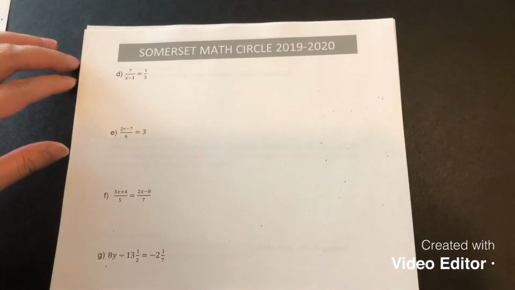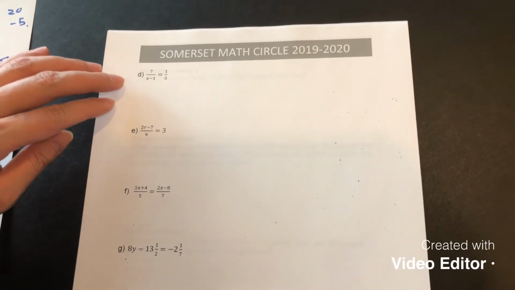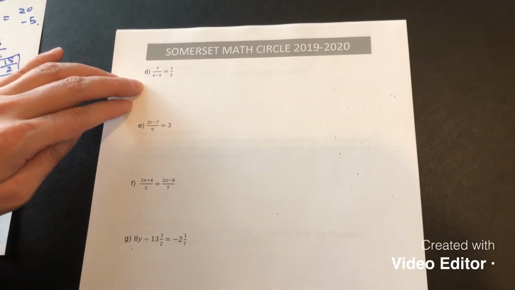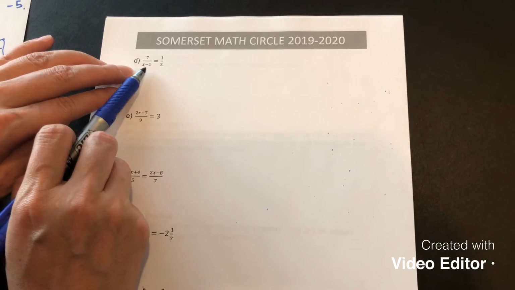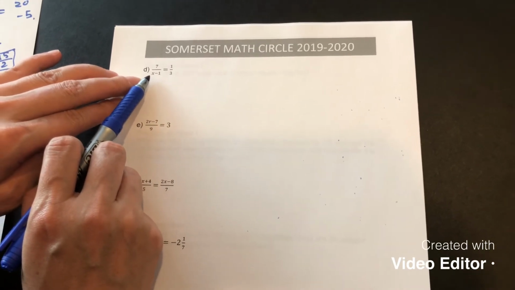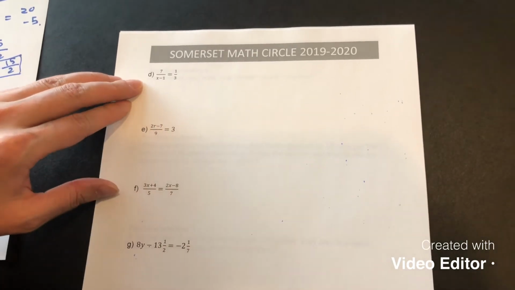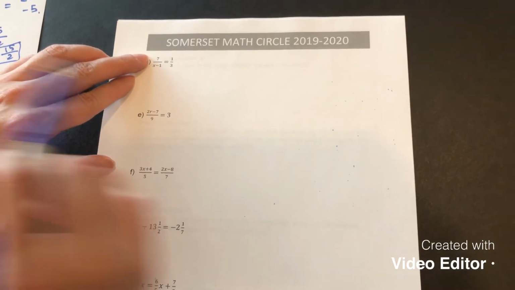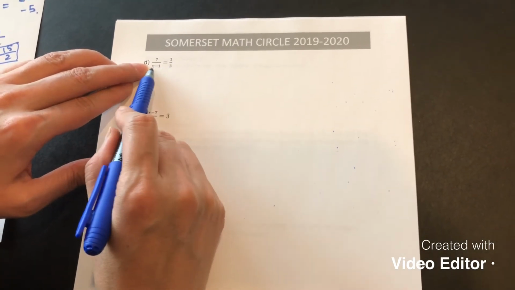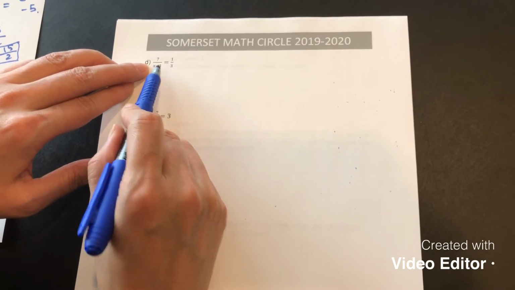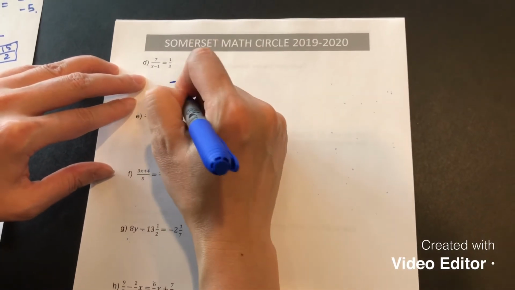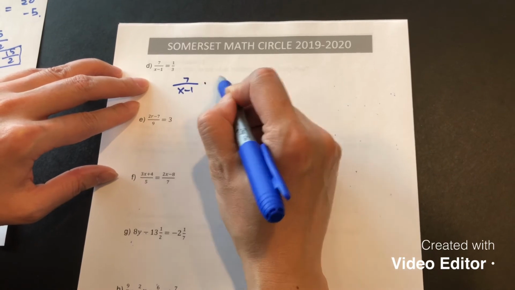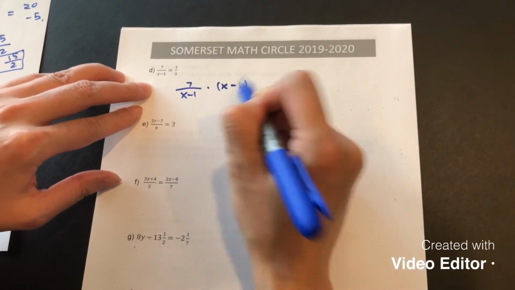This example is relatively complicated. So x minus 1, the unknown, is on the denominator. It is the same as if it's on the numerator. We can multiply each side by x minus 1, 7x minus 1, multiply x minus 1.